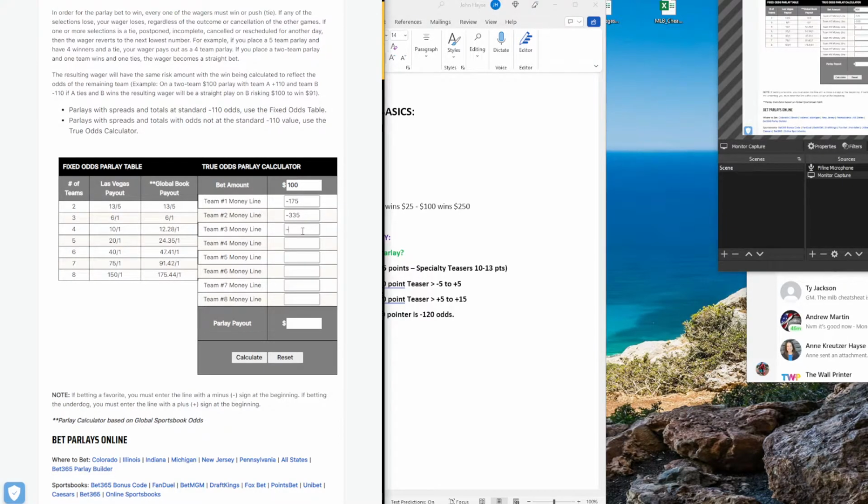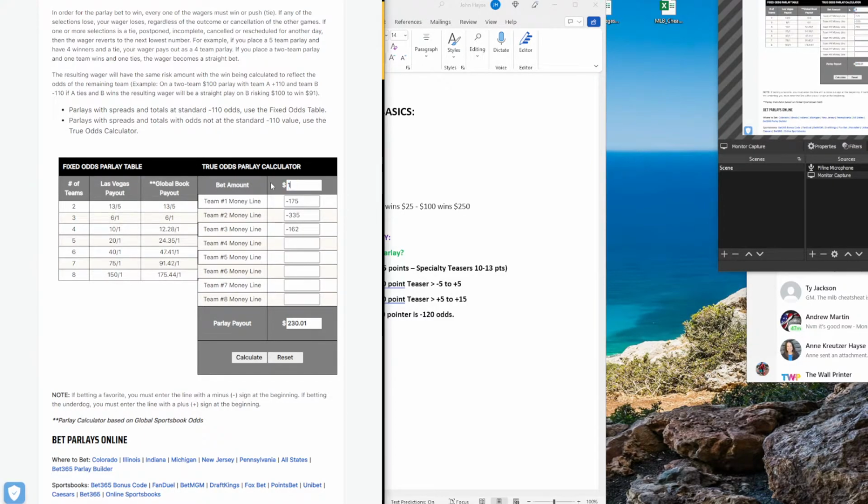And then we're going to take this other team minus 162. We're going to put all 3 of those on a parlay card. We're going to risk $100. We're going to calculate it. It's going to pay $230. So you can just look at this and say, okay, 100 wins 230. So it's plus 230. So 2.3 to 1.